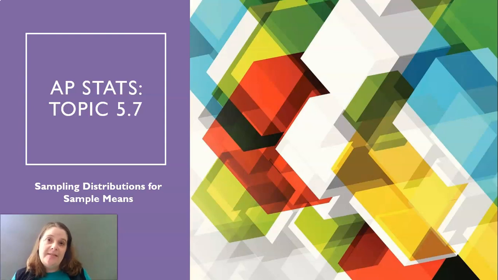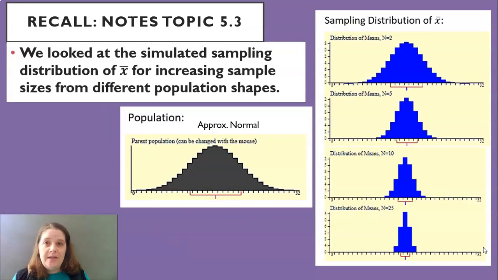Hello, let's talk about sampling distributions for sample means. Back in section 5.3, we talked about how you could take a population and take a sample, and from that sample you could calculate the average. For example, you select the number 3 and you select the number 5 and the average is 4. We're going to put a dot on 4.